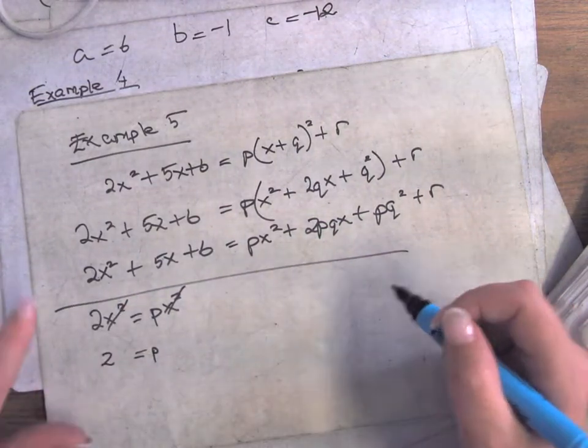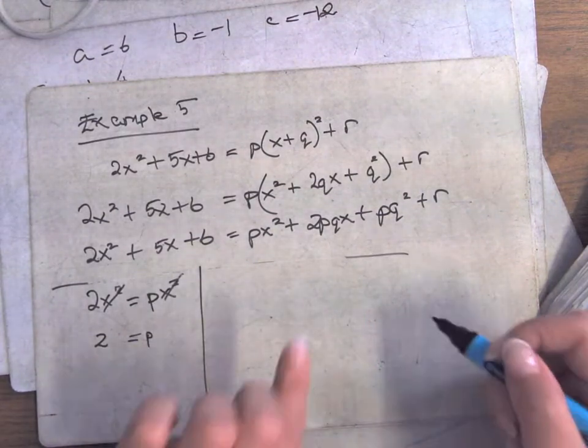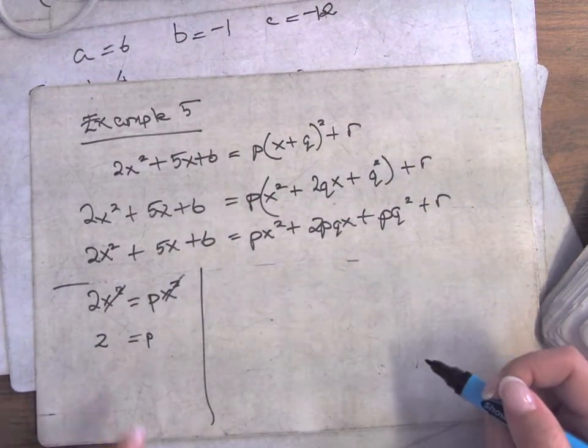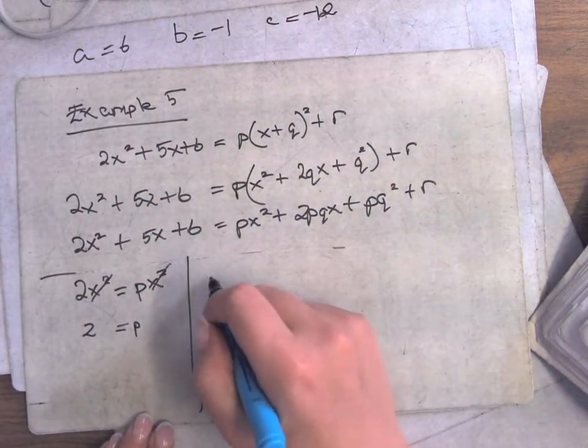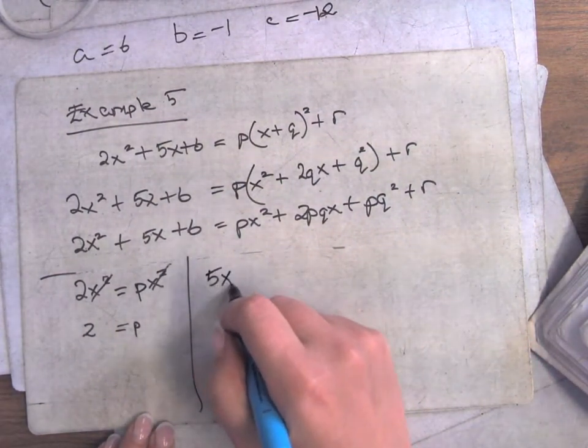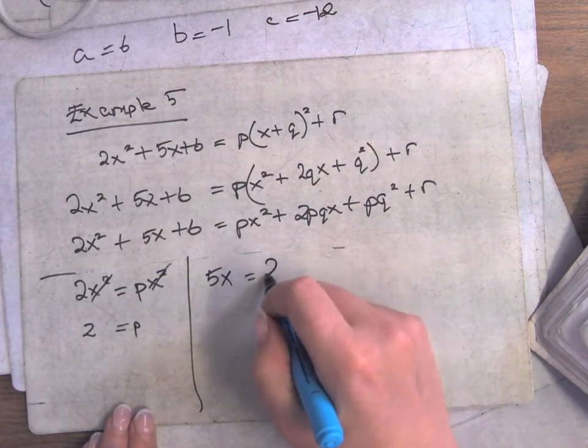Okay, sorry, I don't mean to draw a line across there. I meant to separate it down here. Right, with me? Right, x term on the left. What's the x term on the left? 5x is equal to the x term on the right. What's the x term on the right? 2pqx, isn't it?